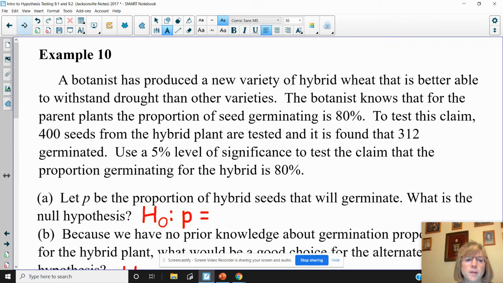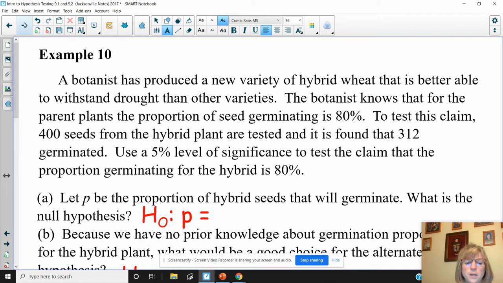Example 10 here. A botanist has produced a new variety of hybrid wheat that is better able to withstand drought than other varieties. The botanist knows for the parent plants the proportion of seed germinating is 80%. So 80% of our seeds will grow. To test this claim, 400 seeds from the hybrid plant are tested, and it is found that 312 of them have germinated. Use a 5% level of significance to test the claim that the proportion germinating for the hybrid is 80%. So we need to come up with our null and alternative hypothesis.